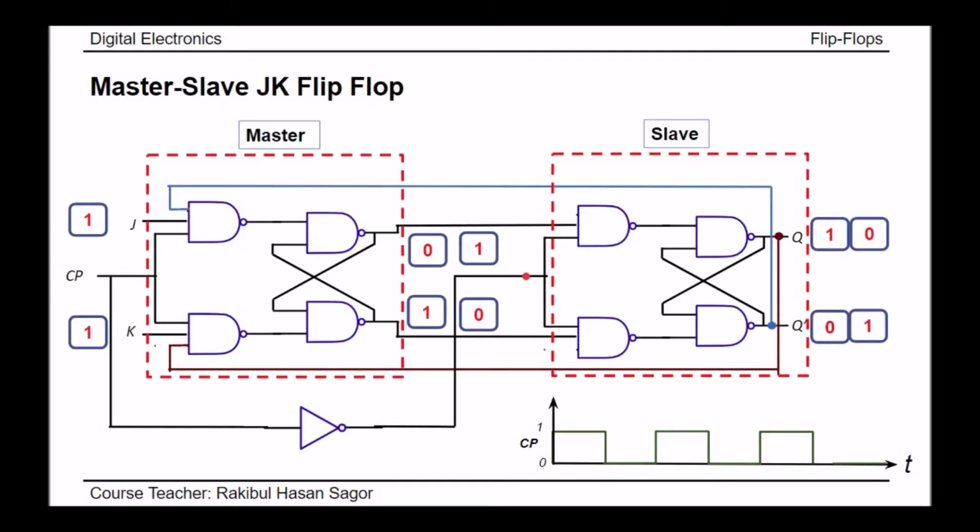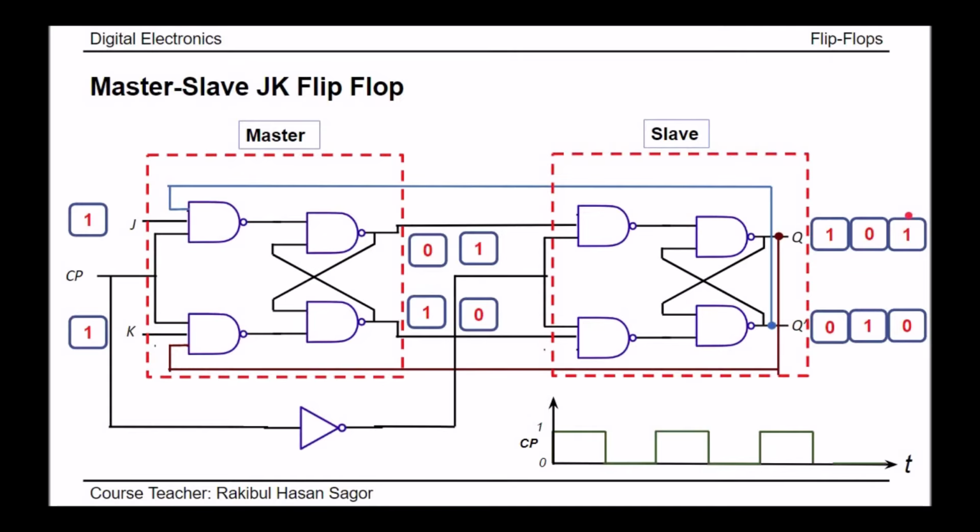When clock pulse comes back to 0 position, what will happen? Master will be deactivated, slave is activated. So slave is getting 1 here and 0 here, 1 in the J side, 0 in the K side. So this is the set case. So what will be the output of the slave during this 0 time? We'll get 1 and 0. This is the set output. So again it's toggling the previous output.